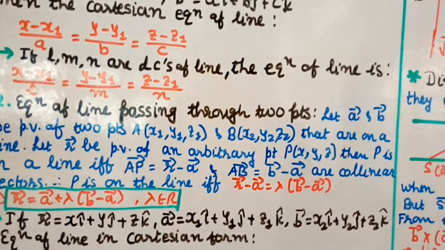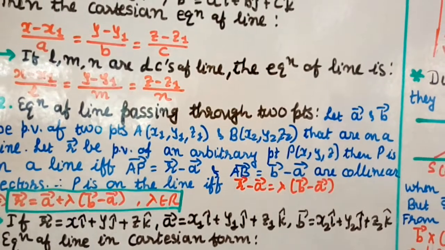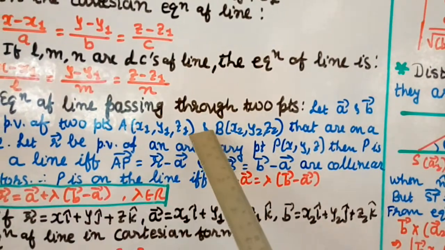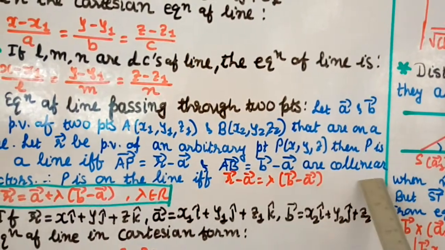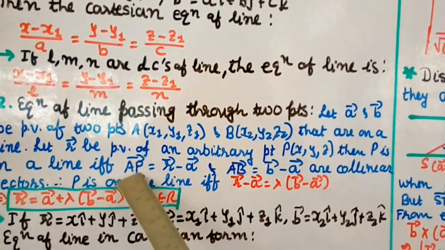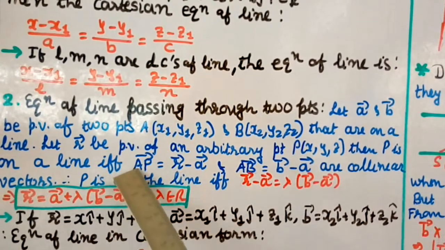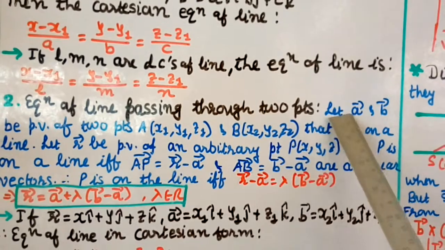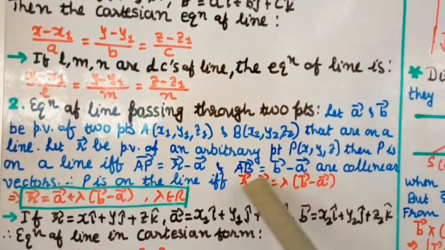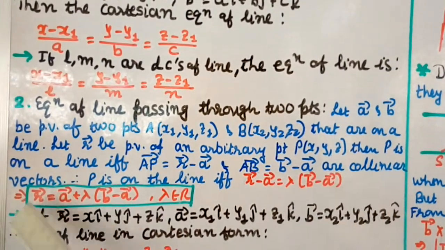Now suppose we say that P is on the line passing through A and B. If P is on the line, that means AP and AB are collinear. And what is AP? AP is the position vector of P minus the position vector of A. The position vector of P is r, minus the position vector of A, which is small a. And vector AB is equal to the position vector of B, that is small b, minus the position vector of A, that is small a. So b minus a and AP are collinear vectors.